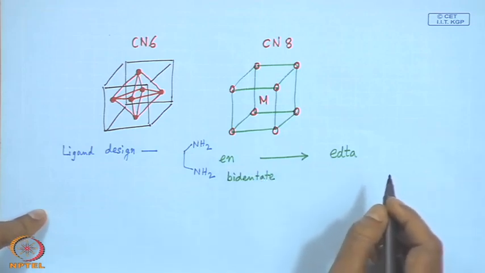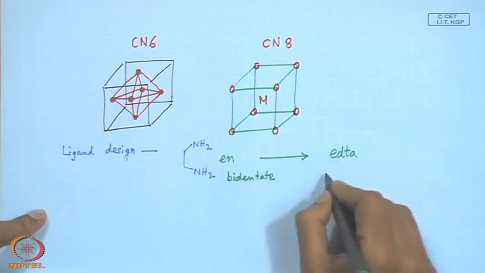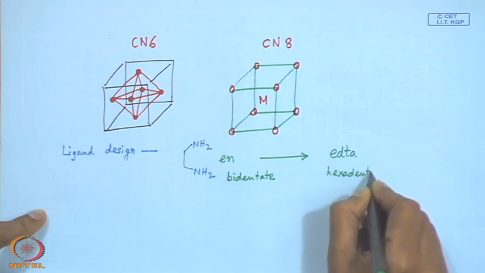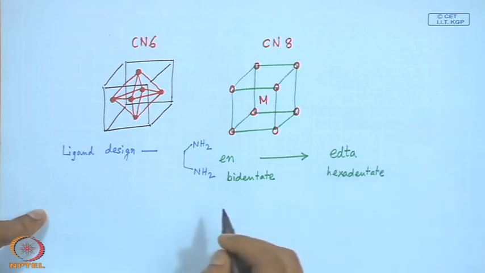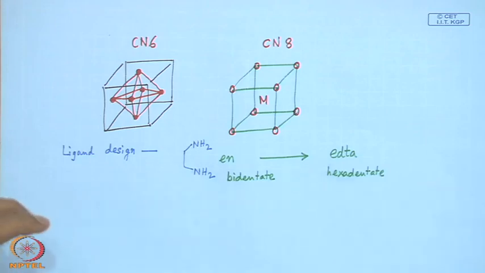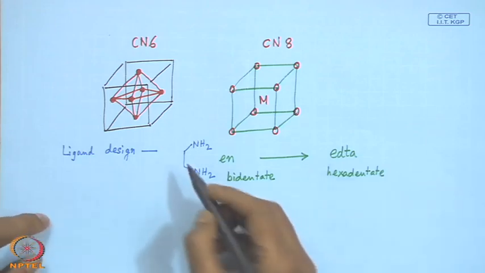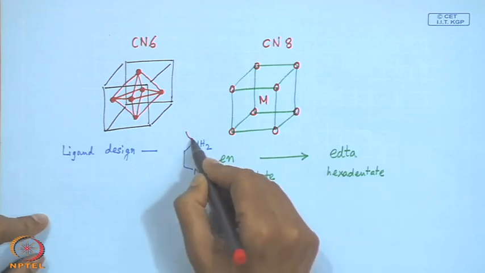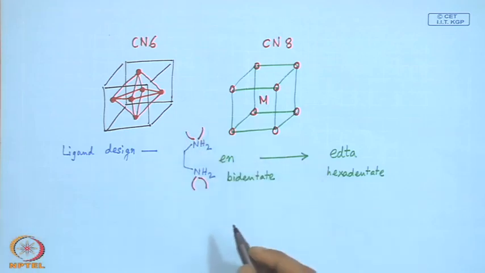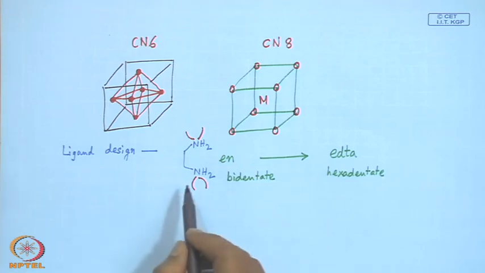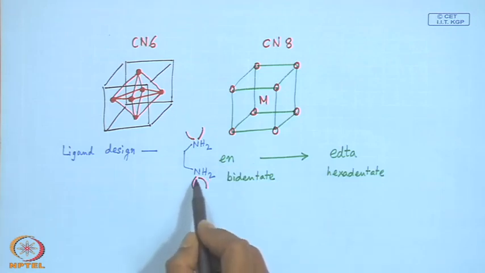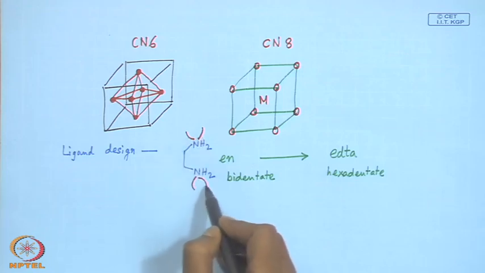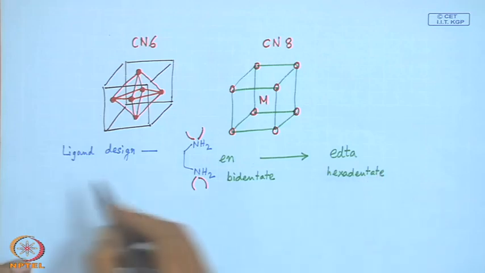So, the bidentate ligand can be changed to hexadentate. How? It is a very simple thing, we are simply derivatizing these two NH2 groups by the carboxylic acid arms. So, each NH2 group has been derivatized by two arms. So, 2 plus 2 plus 2 giving rise to a hexadentate ligand.